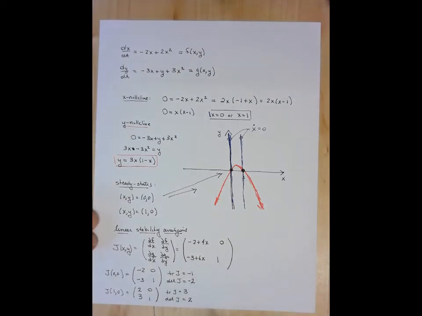So we can see here that neither of these equilibria will be stable, because the condition for stability is that the trace is negative and the determinant is positive, and neither of these two satisfy that. So both are unstable.